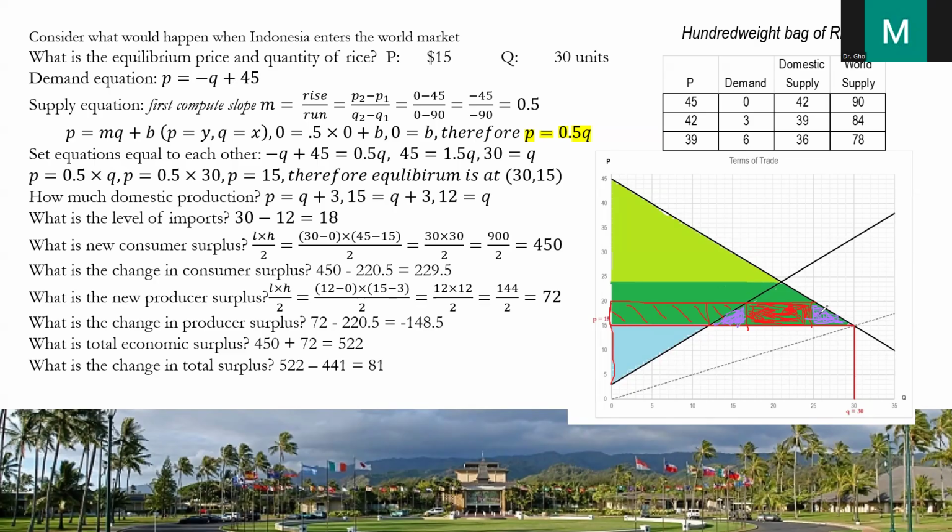And if you calculate the area, how are we calculating these? We're looking at triangles and squares, basic geometry. We use that to calculate the areas of the change of total surplus. I hope this video helps you understand how we calculate the social welfare in the presence of a tariff.